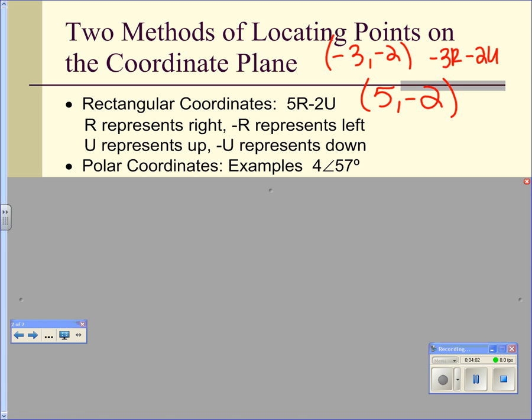Just write it down. This is the other method. The book actually has the 57 all the way inside this little symbol. I actually do not know the name of the little symbol. You read that example 4 at 57 degrees. No, it is not an angle sign. It is an angle, but it's not an angle sign. The book never tells you what the name of it is, but you read it 4 at 57 degrees.